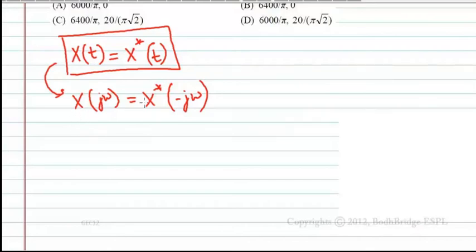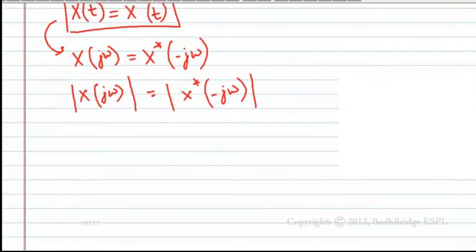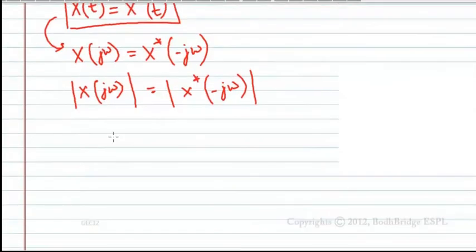Which means what? Mod x of j omega, I am taking mod on both sides, is equal to mod of x star of minus j omega. Magnitudes are also equal when two values are equal. Therefore, x star of minus j omega and x of minus j omega both have the same magnitude.